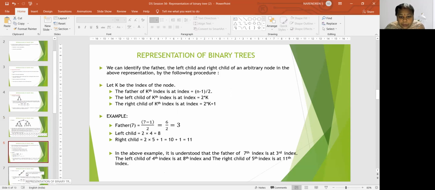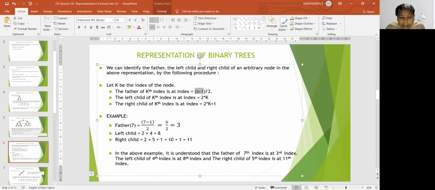So we have to follow the same procedure. We are not supposed to. These formulas should be remembered. You have to remember these formulas. These are all very important formulas.